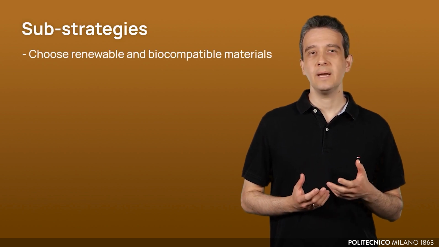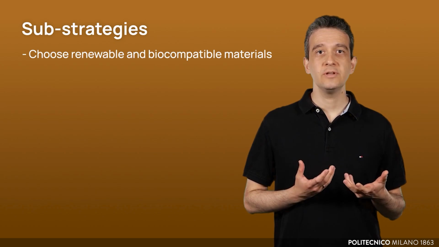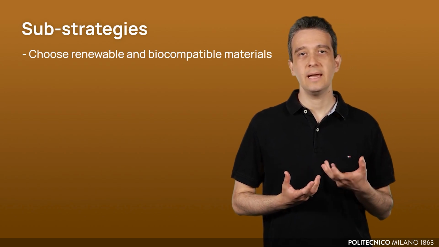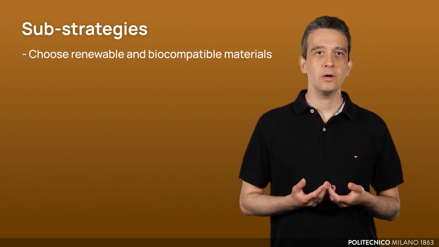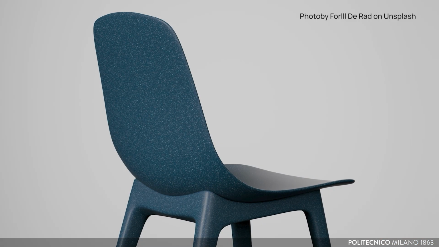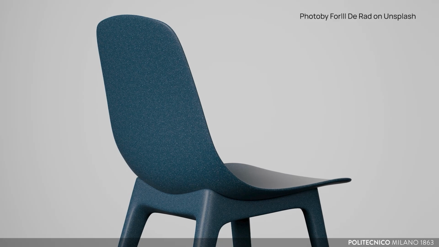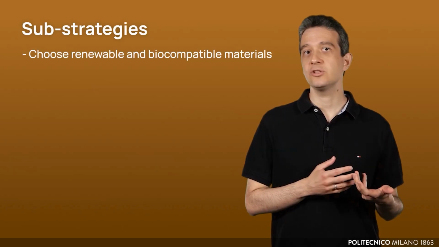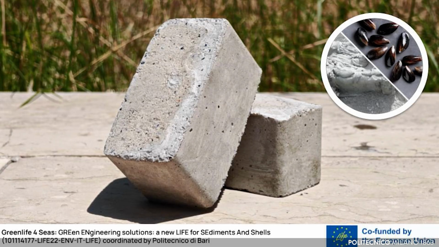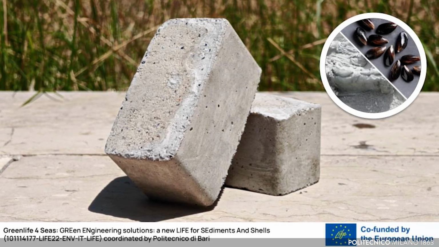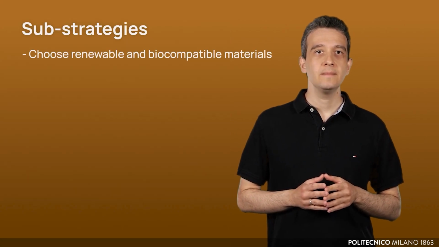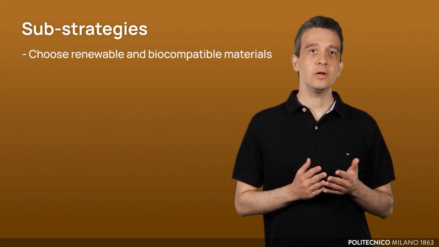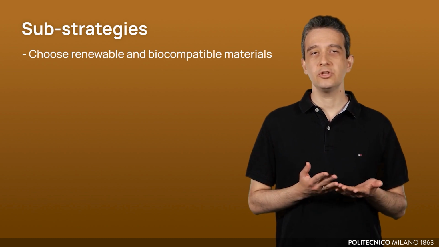A first sub-strategy consists in choosing renewable and biocompatible materials, such as wood with certifications that guarantee its renewability, like FSC, or compostable biopolymers. Among these materials, we can also include recycled materials, because they do not require the extraction of new raw materials, as well as materials derived from production waste. A good example are these outdoor pavements made from seashells and dredged sediments, experimentally produced by the Polytechnic University of Bari.